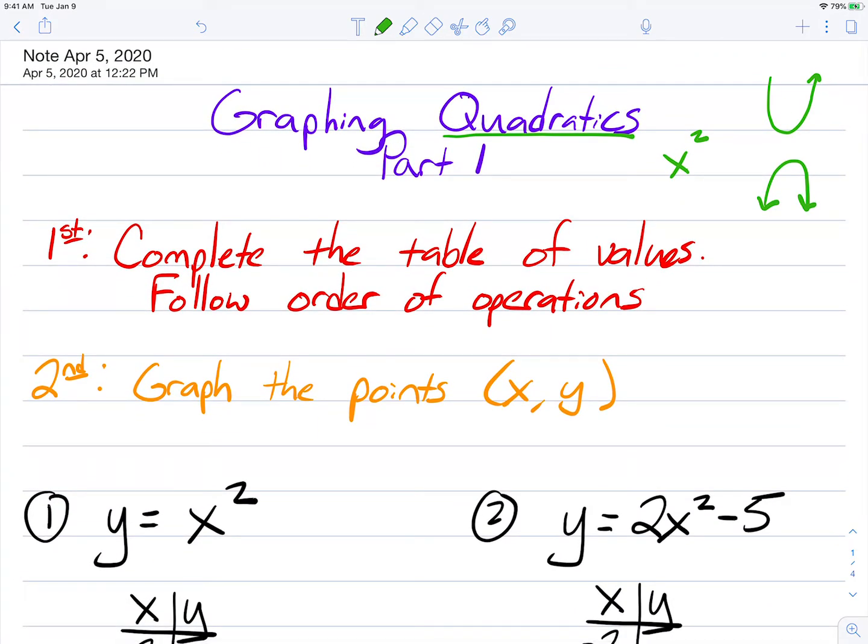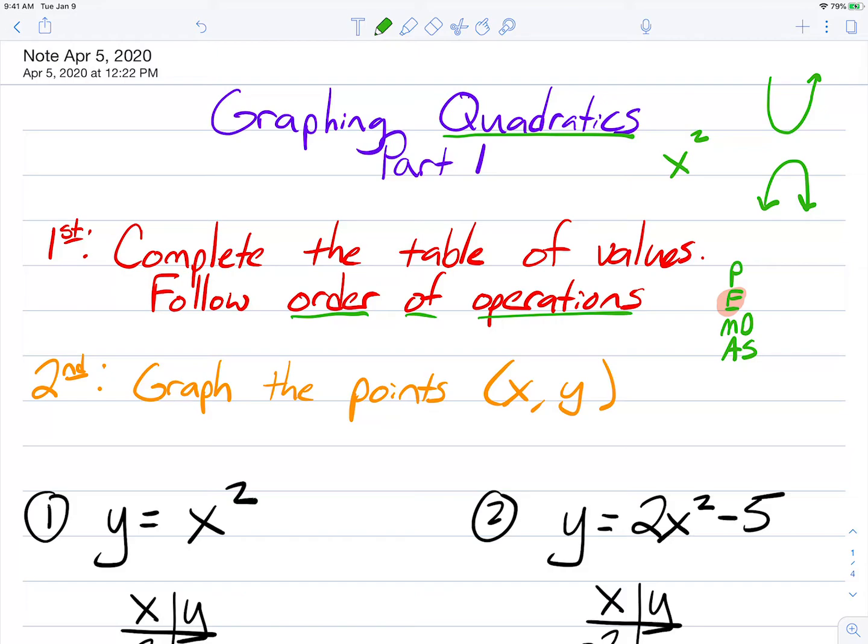So the first thing you're going to do is you're going to complete the table of values, remembering to follow order of operations. Remember parentheses, exponents, multiply, divide, and last add and subtract. The main one is that exponents happen before you multiply or divide, and I'll show you why that's going to be important in a minute. Once you have your table of values, you're going to graph the points x comma y.